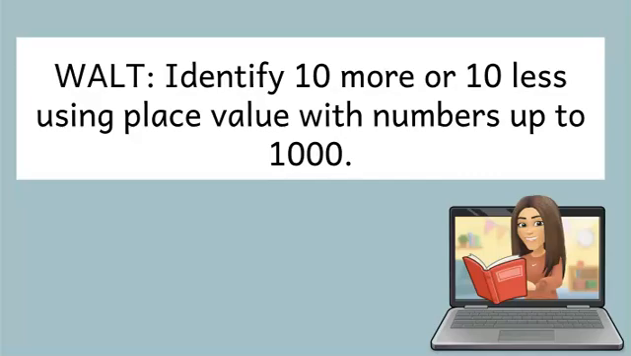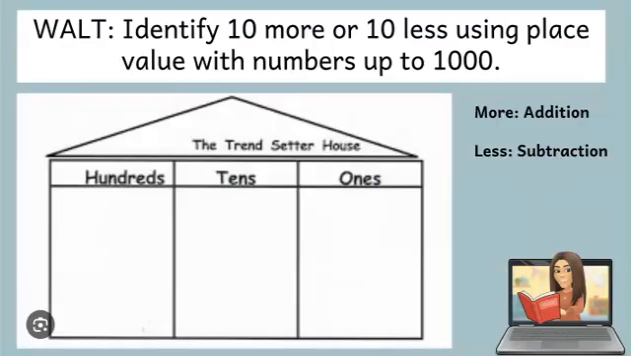Numbers up to 1000. So just remember that place value is the value of a digit or a single number based on where it is in a number. Each place in a number has a different value. The further the digit is to the left, the bigger its value. So if there's a number in the hundreds column, it's bigger than the ones column.